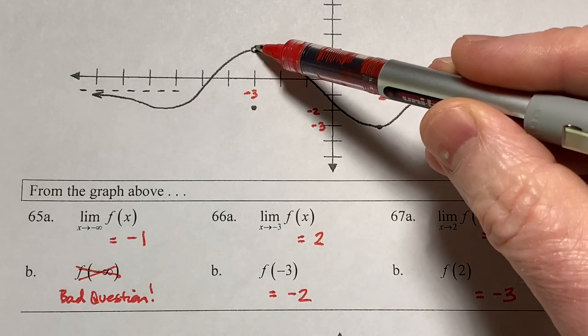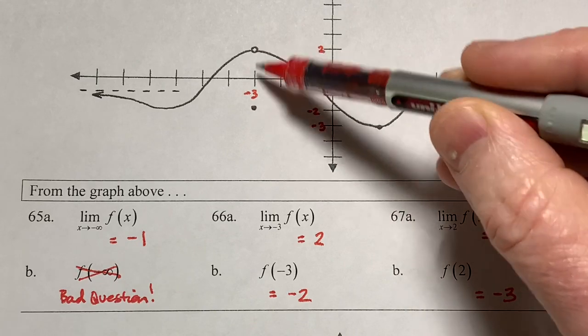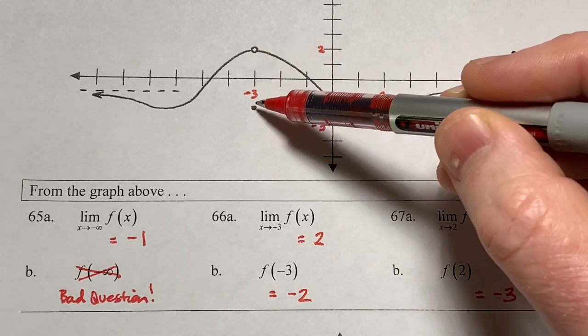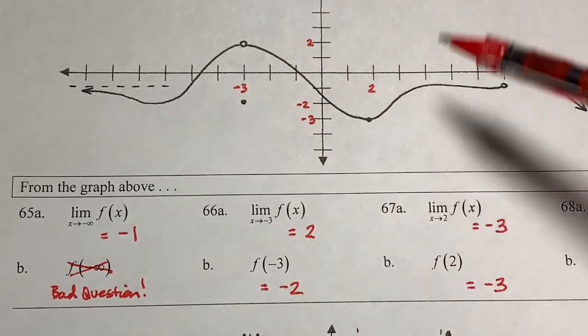But anyway, 66a, I'm going to -3. The limit is right there at about 2, and then the value is down here at about -2. So definitely not continuous there because the limit and the value, although they exist, aren't equal. But it's clear to see that here.